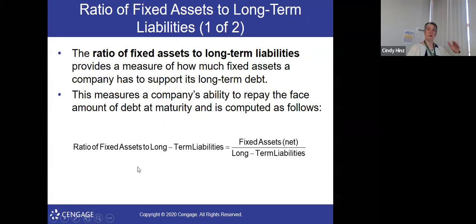A ratio already means we're going to be comparing one value to another in a fractional expression, I guess I should say. Fixed assets from the balance sheet. It says net, so what does that mean? As we talked about in Chapter 9, it means net of the accumulated depreciation. So what is the book or carrying value of those fixed assets from the asset side of the balance sheet? And then we look at our long-term liabilities. So we're not looking at things like accounts payable. We're looking at, do they have any bonds outstanding or mortgages or other long-term liabilities, long-term notes potentially.